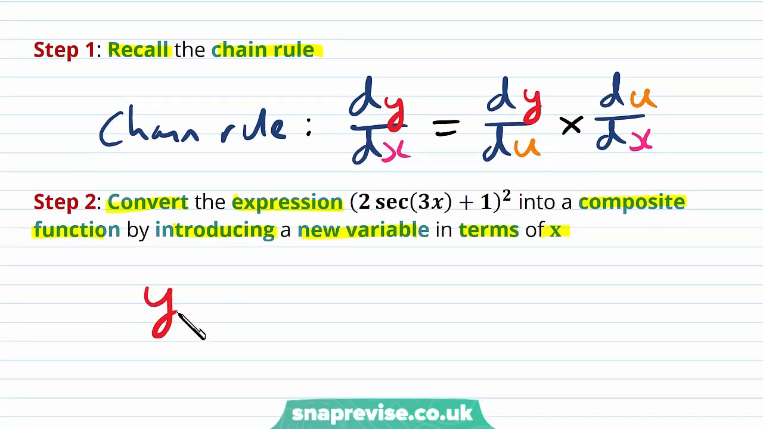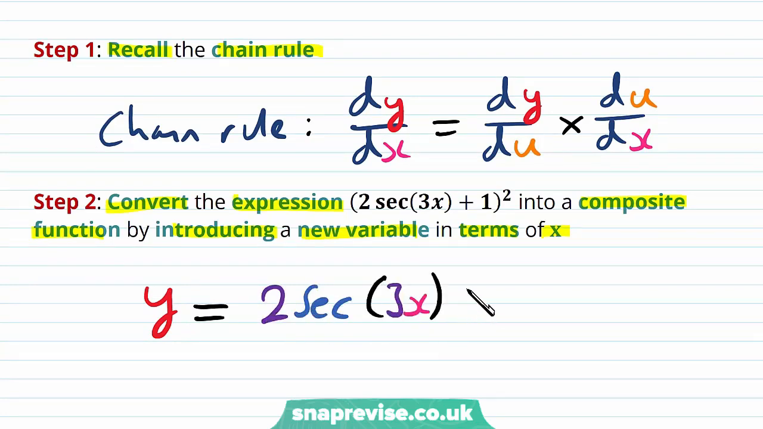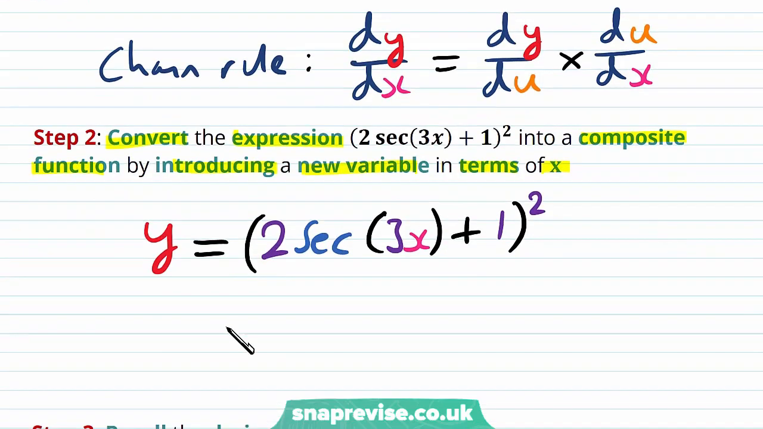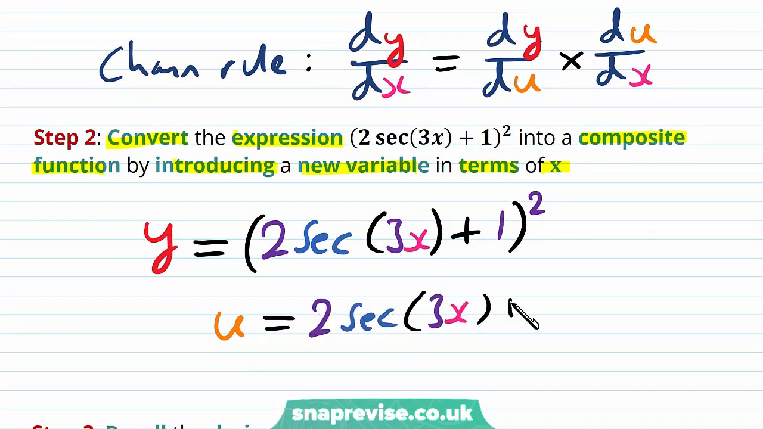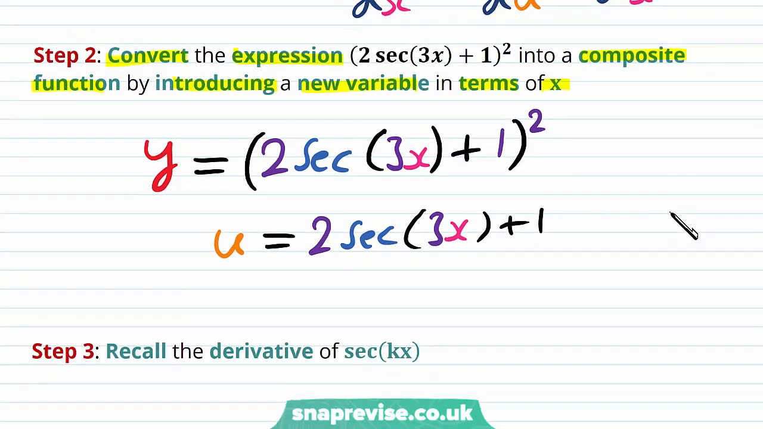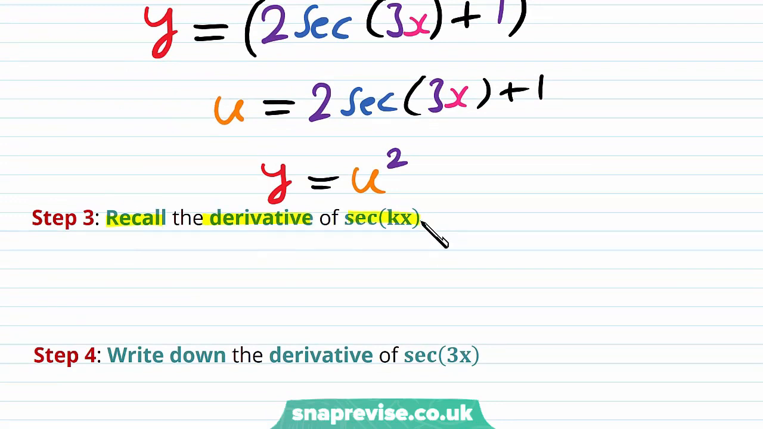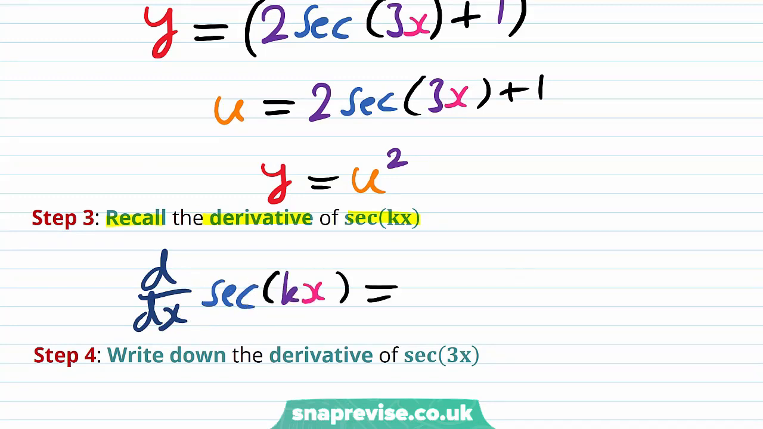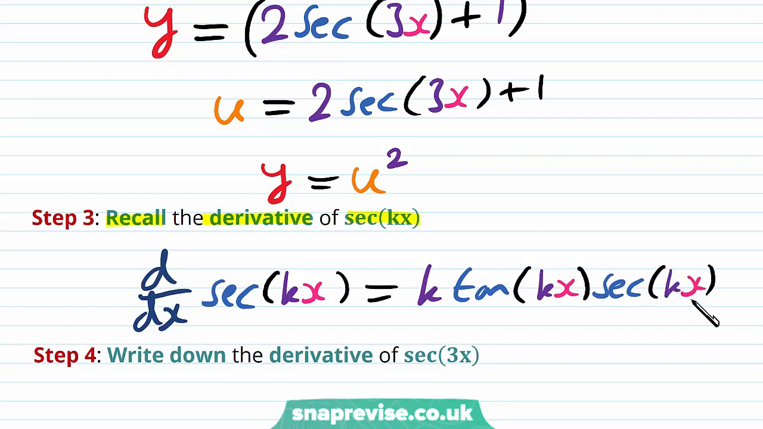We have our y as being equal to 2 lots of the sec of 3x, and then plus 1, and then all squared. And so if we take our u to be this inside expression, which is 2 sec of 3x, and then plus 1, then we get that y is simply equal to u squared. Our third step is to recall the derivative of sec of kx. We have that d by dx of sec of kx is equal to k multiplied by the tan of kx multiplied by the sec of kx.